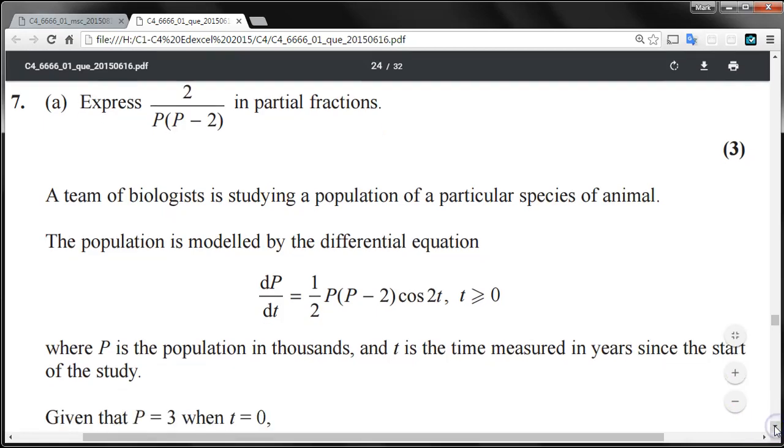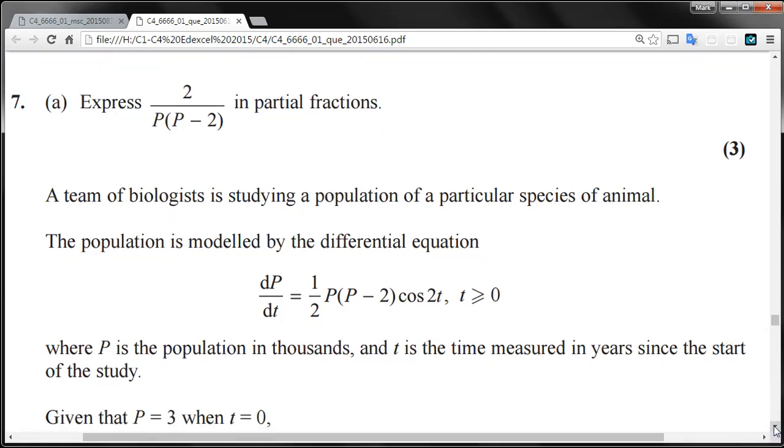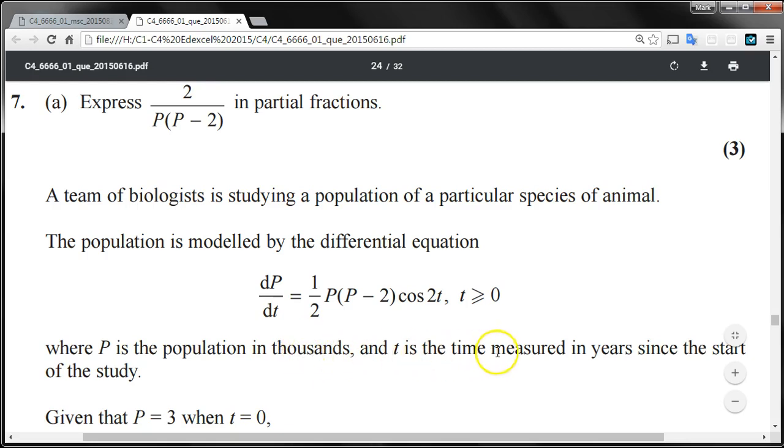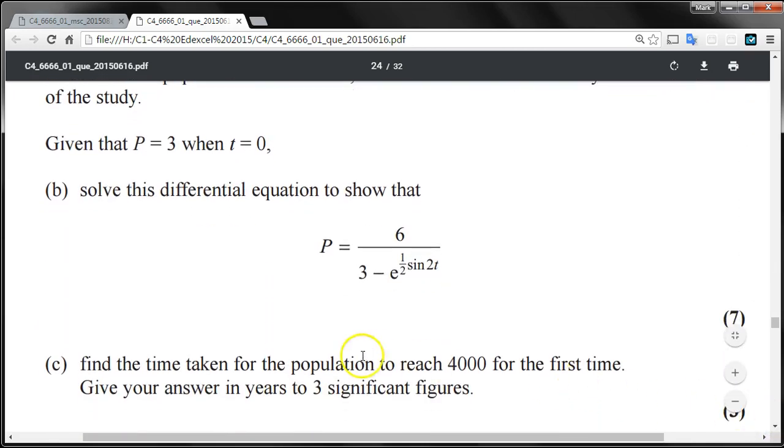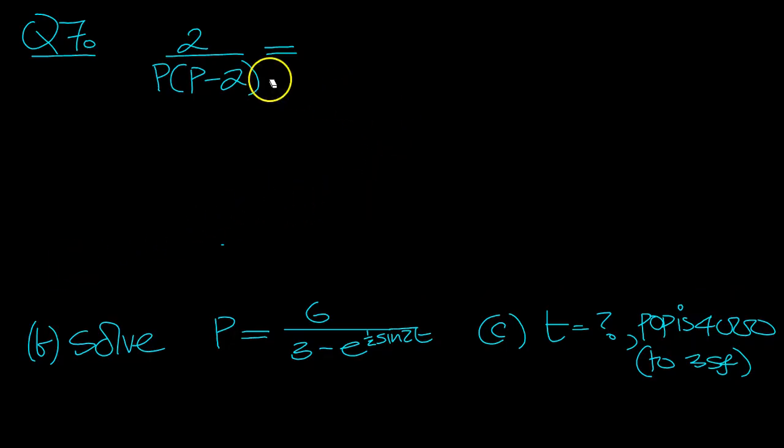Question 7. Population is in thousands, T is in years. Okay, initial conditions. Population to reach 4,000, so that would be P is 4. The first time. 3 significant figures. Okay, here's the question in summary then.